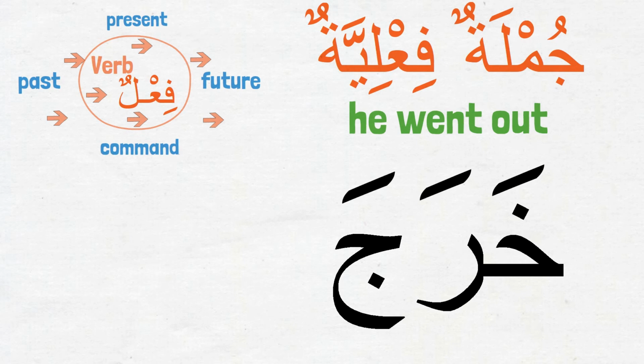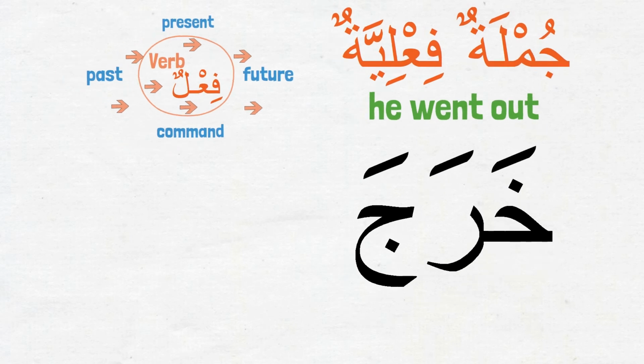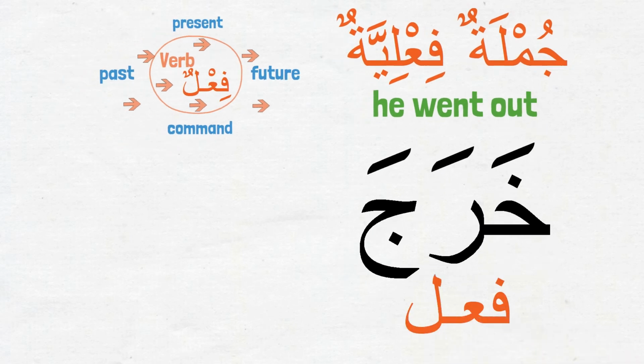But do you remember why it is so? Kharaja is a jumla fi'aliyya because by definition, verbal sentences start with a verb. And this sentence is starting with the fi'al, kharaja. That is why. Here's a quick introduction to the structure of verbal sentences.